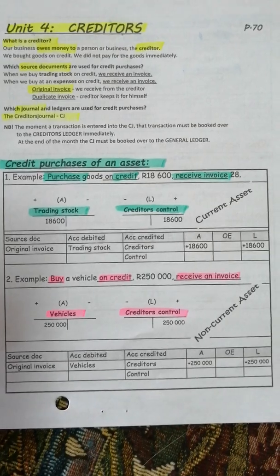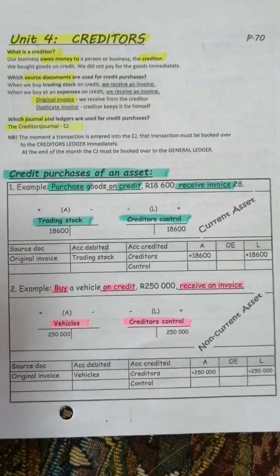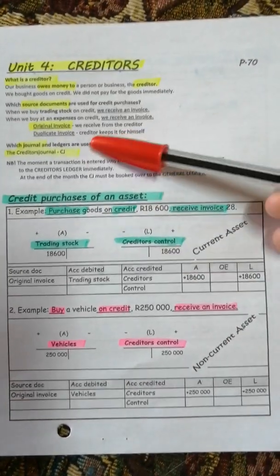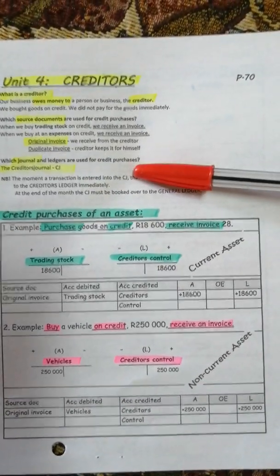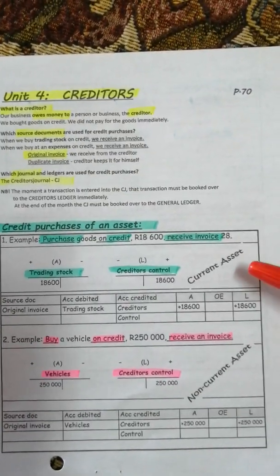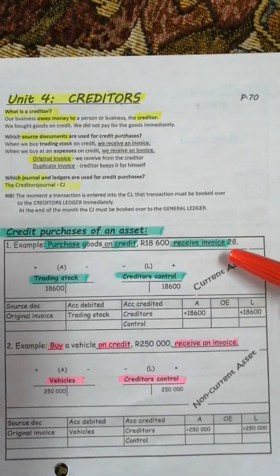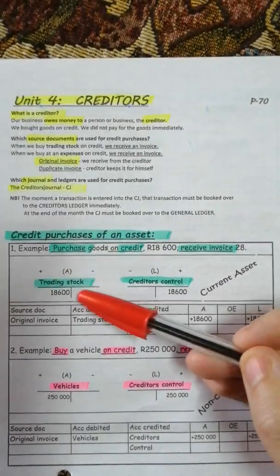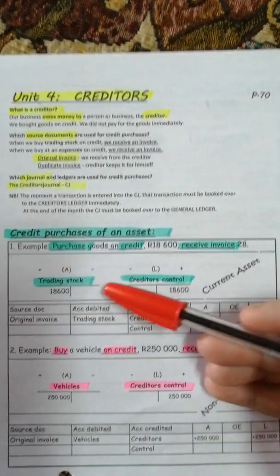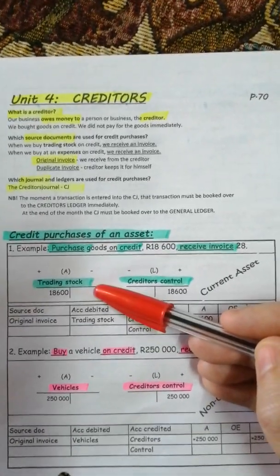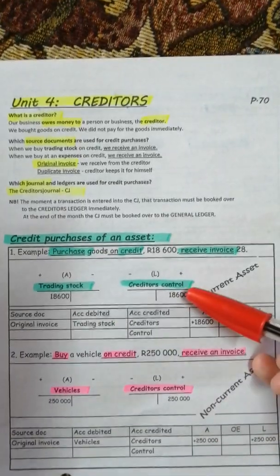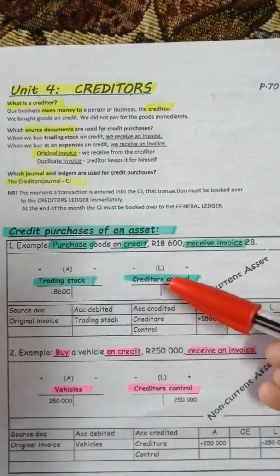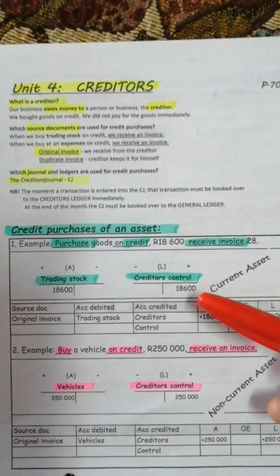Let's look at the first example. Purchase goods on credit and receive invoice 28. What are you purchasing? You are purchasing trading stock. Trading stock is an asset, plus minus. How are you purchasing? You're purchasing on credit, which means the account is called Creditors Control. And Creditors Control is a liability, minus plus.